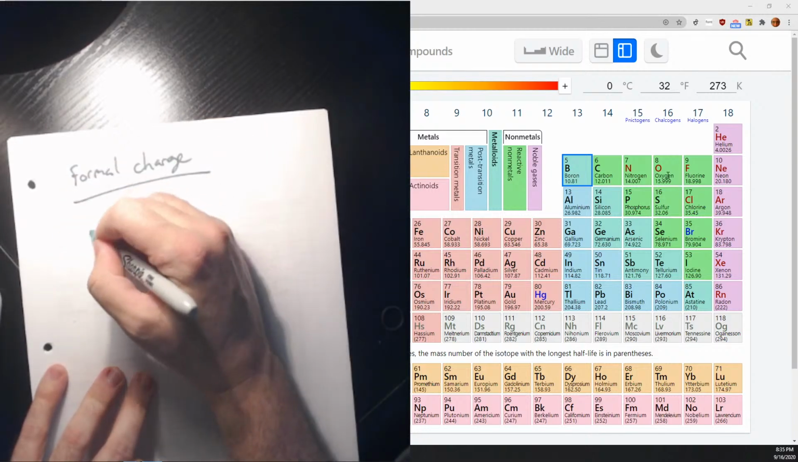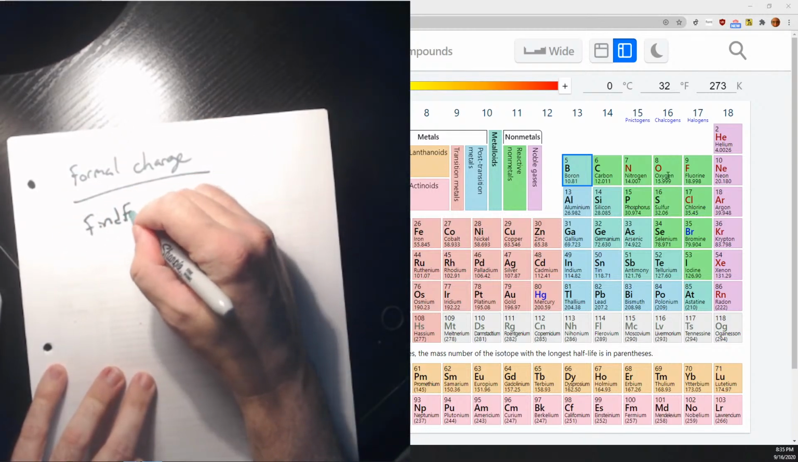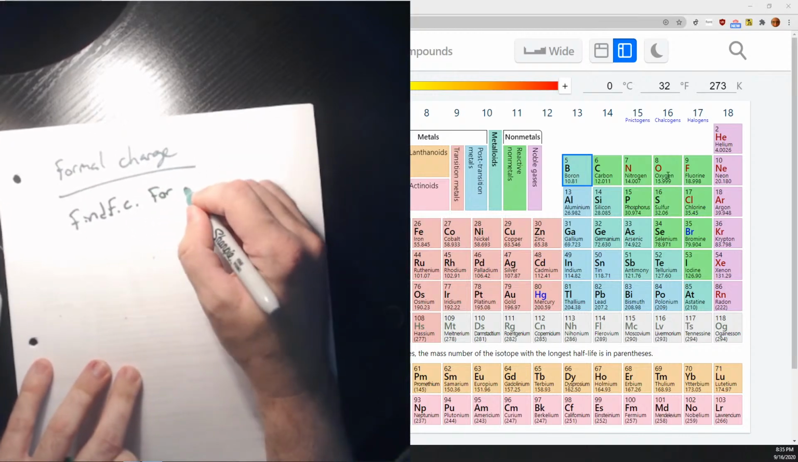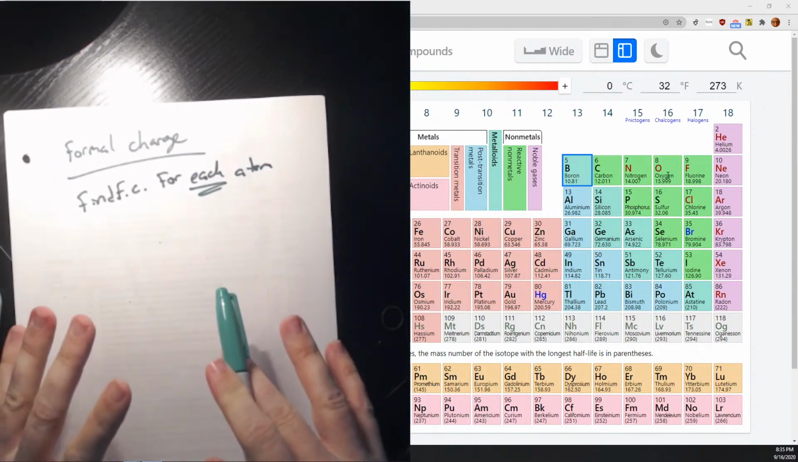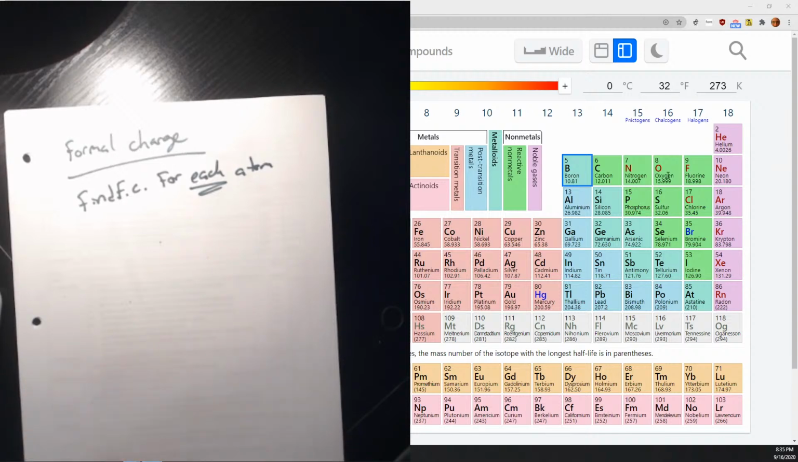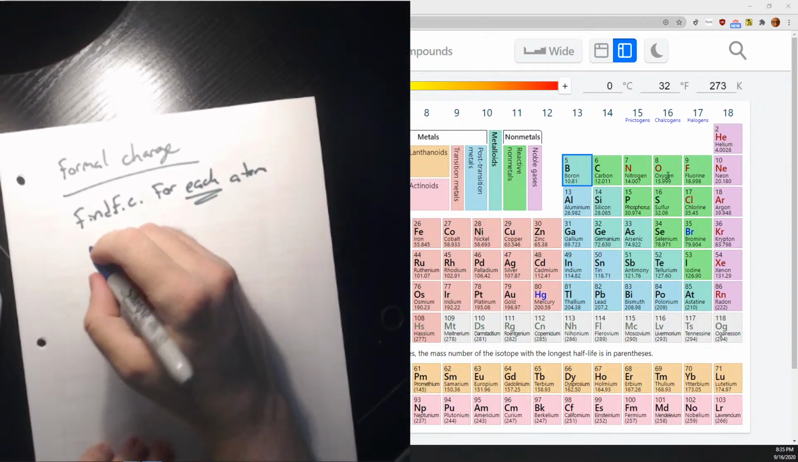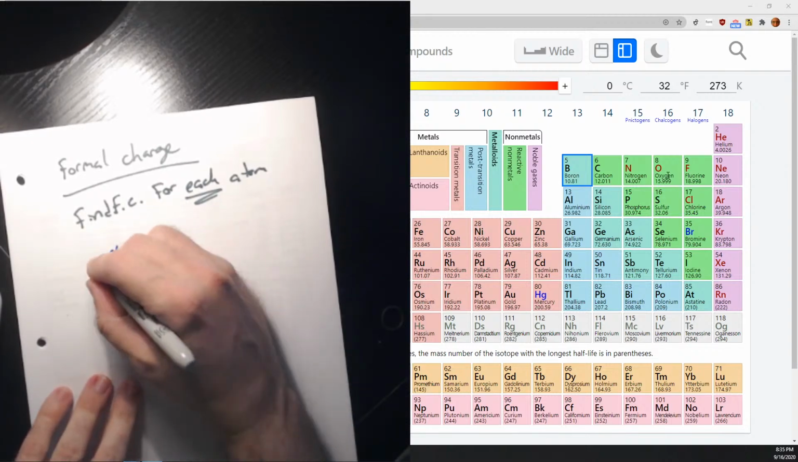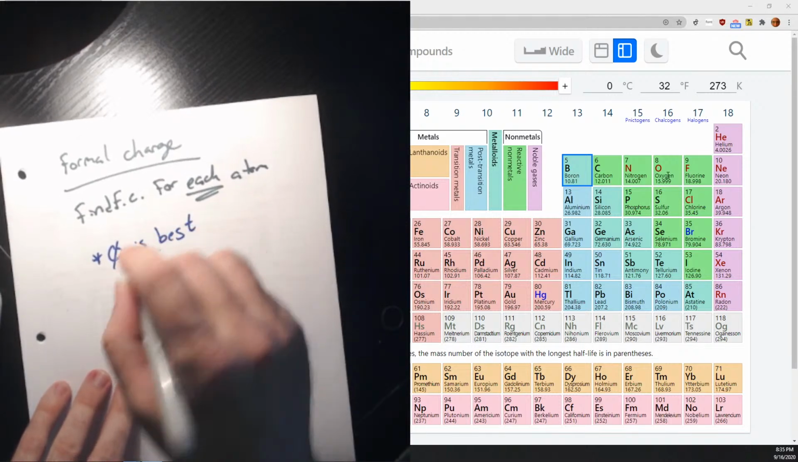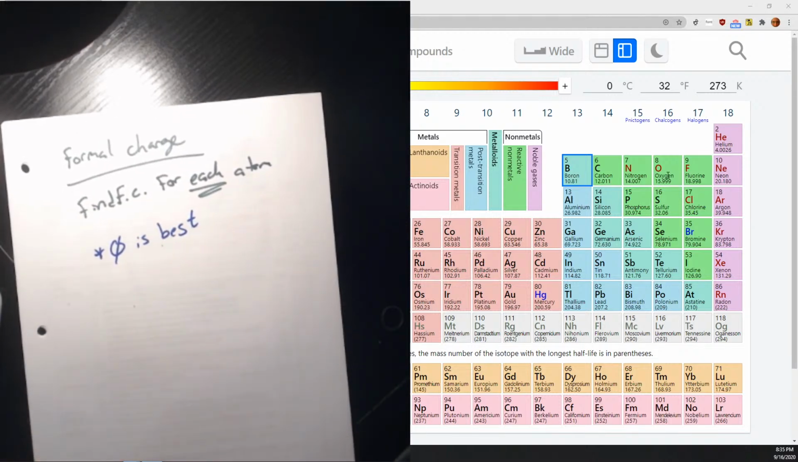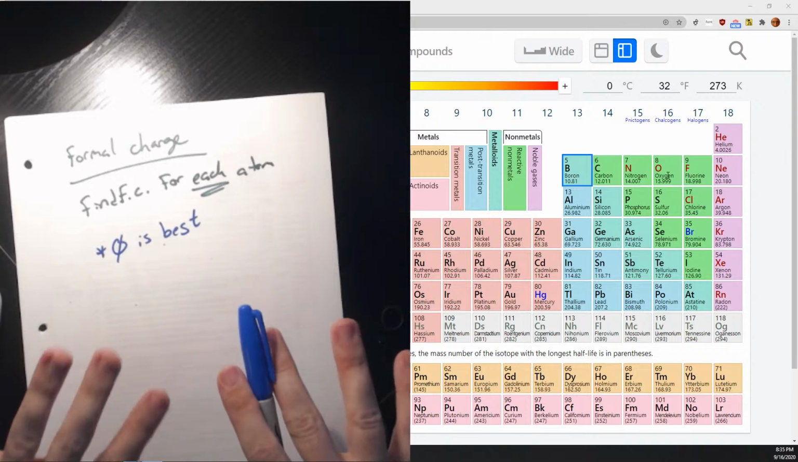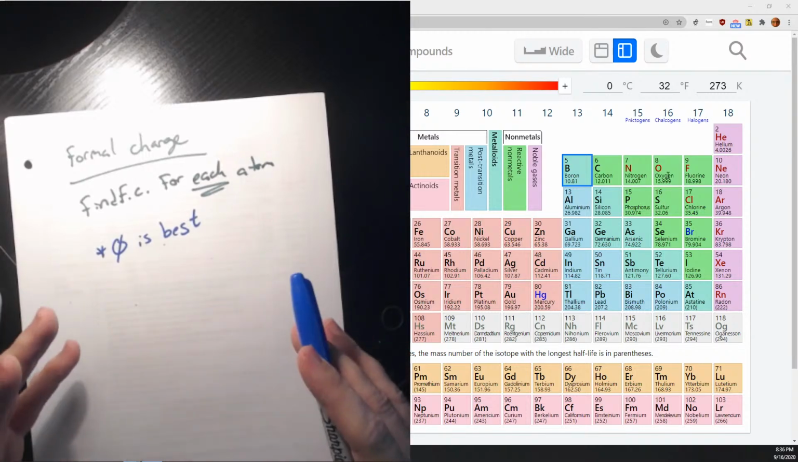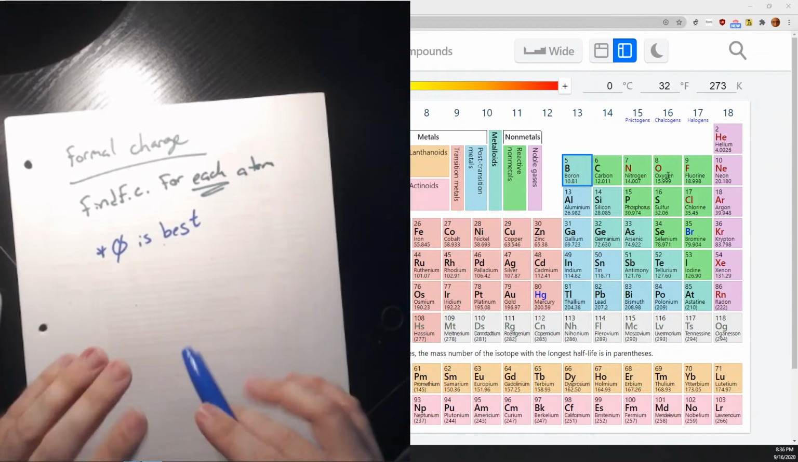So what you do is you find the formal charge for each atom. You can't do it for the molecule as a whole. It has to be for every individual atom. And then once you do that, you analyze the formal charge. Okay. 0 is the best. You want the lowest possible formal charge. 1 or -1 is okay. 2 or -2 is bad. The further you get from 0, the worse it is. Okay, you want lower numbers, with 0 being the best.